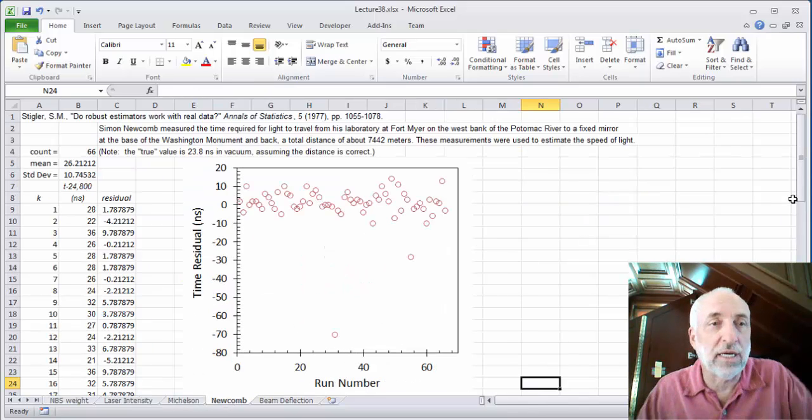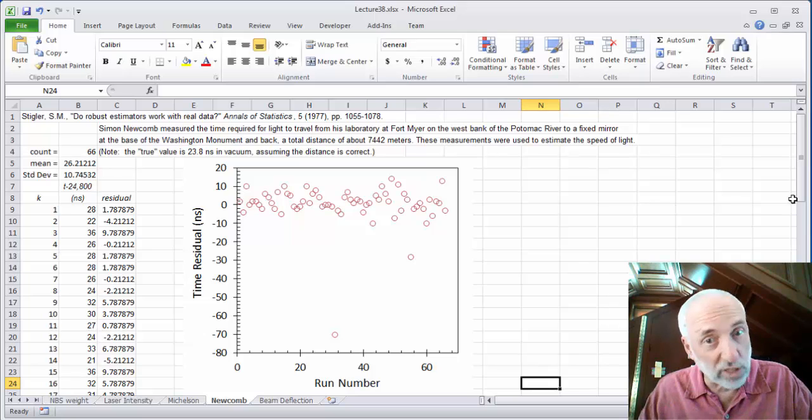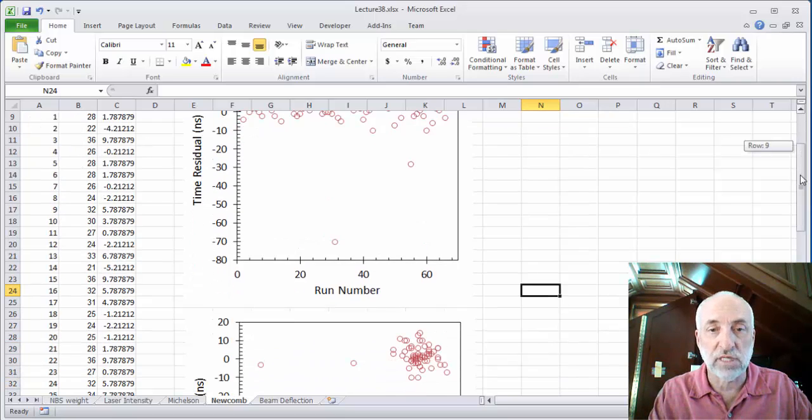Here's the Newcomb speed of light data. We looked at this in the homework. Again, if we look at a run number plot, the residual versus run number, I don't see much systematic variation. I see what looks like an outlier, a second outlier possibly. But other than that, I don't see much. But again, you can't tell that much from the sequence plot unless it's very systematic.